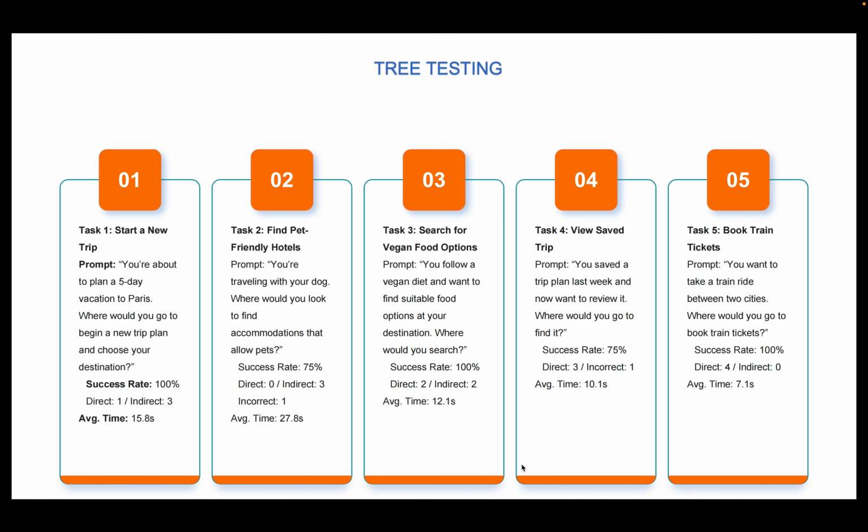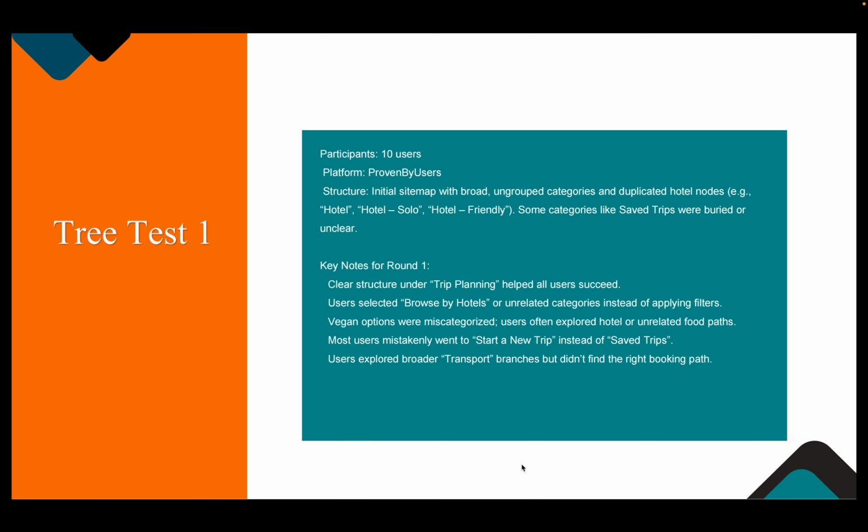It is a group card. Tree test 3. We have tested 5 tasks. Start a new trip, find pet friendly hotels. Third one is search for vegan food options. Number 4 is view saved trip, and number 5 is book train tickets. Most of this has like 100% success rate, and 2 of them have 75% success rate.